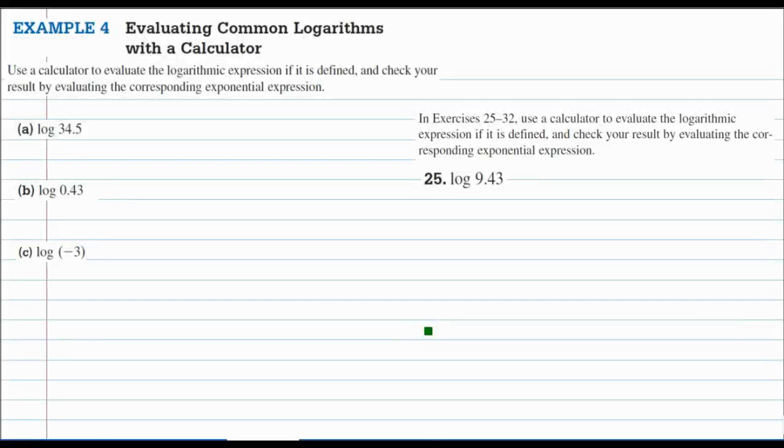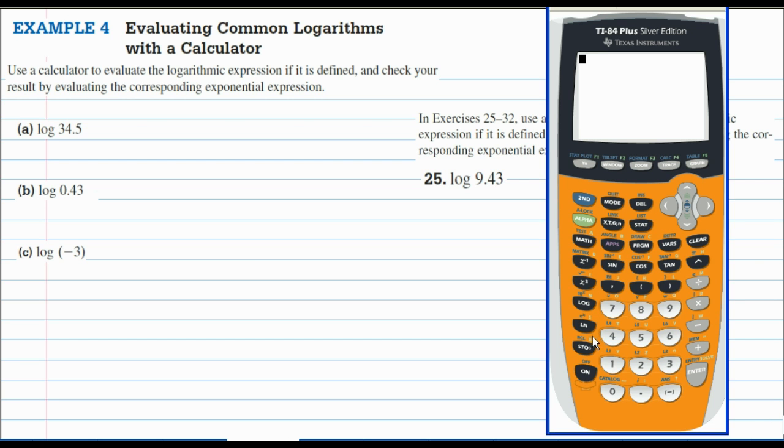This is the screencast for section 3.3, example 4. This seems like it would be the shortest screencast ever, but there's a little bit more to it, so hang in there. We're going to evaluate common logarithms with a calculator, which does seem extremely easy considering you have a big ol' log button right next to your number 7.